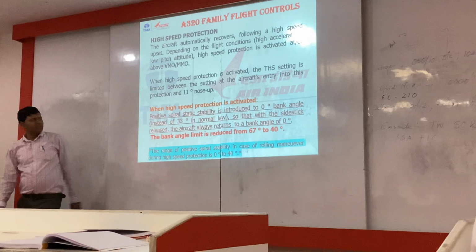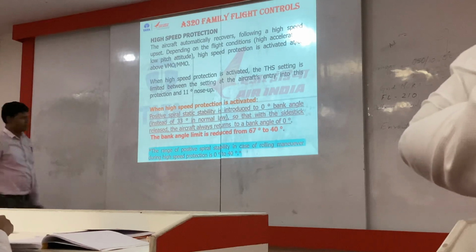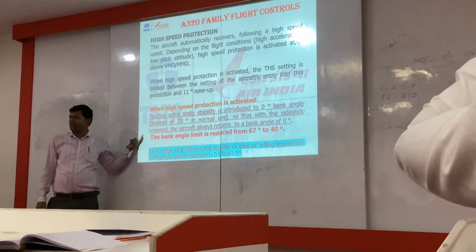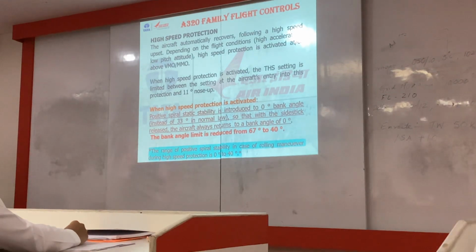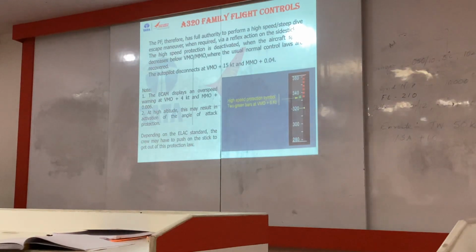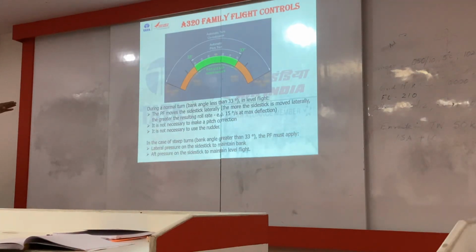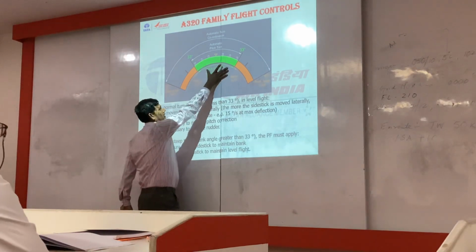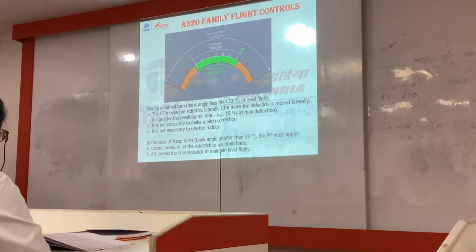So that when the side stick is released, the aircraft always returns back to 0. The bank angle limit is reduced from 67 to 40. So basically, the range of positive spiral stability in case of high speed protection, rolling maneuver is limited to 0 to 40 bank angle. Inside the normal flight envelope, positive spiral stability is introduced at bank angle above 33 degrees. So basically, up to 33 degrees, wherever you leave it, there is automatic pitch trim. Beyond 33, there is no pitch trim.